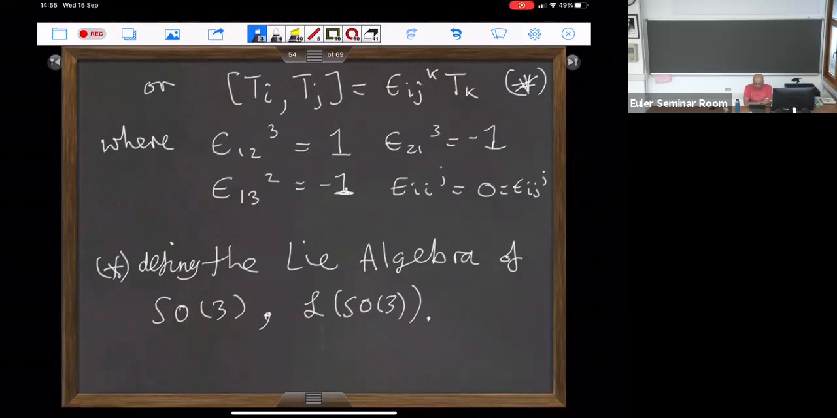So in other words, if any two indices are the same, so for example, epsilon 1, 1, 2, that would be zero. And that gives a definition of the Lie algebra of SO3, which sometimes I will write as L of SO3, meaning Lie algebra of SO3.